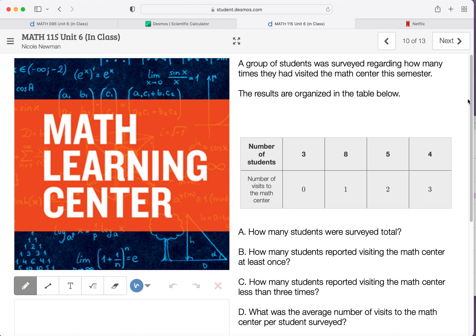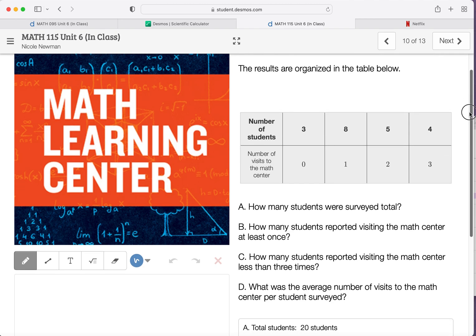All right, this is called a frequency table. Here's another way of organizing information. This one says, okay, we have 3 students who visited the Math Center 0 times this semester, and then we have 8 students who visited once each, 5 students who visited twice each, and 4 students who visited 3 times each. So we'd like to know a few different things.